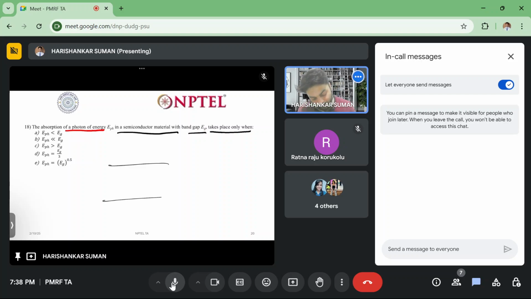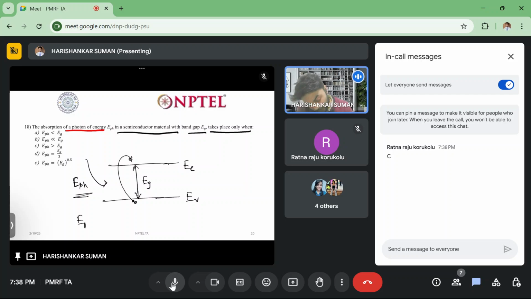Let's say this is the material, the band gap is Eg, and the incident photon energy is EPH. There are electrons and holes. An electron can jump from here to here only when the energy of the photon is less, higher, or equal to. Please choose and think.